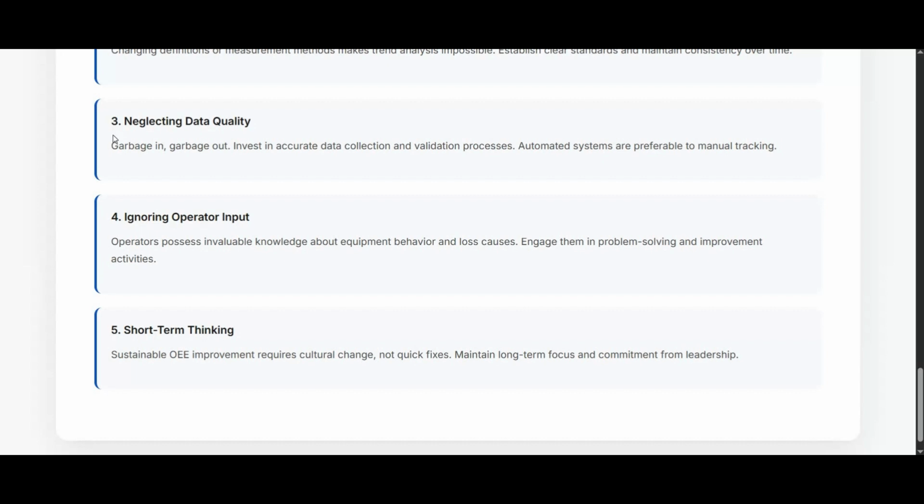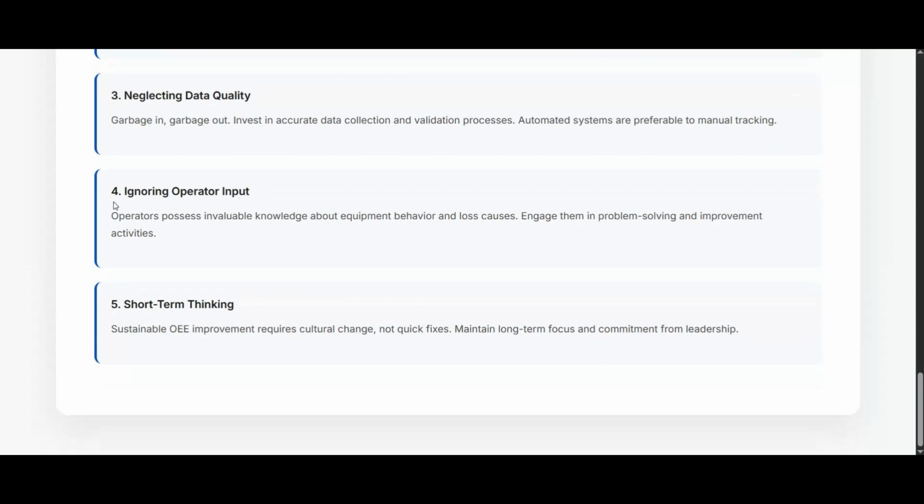Automated systems usually outperform manual tracking because they remove human error and provide continuous accuracy. When your data is clean, your insights are trustworthy, and that's when OEE becomes truly powerful.